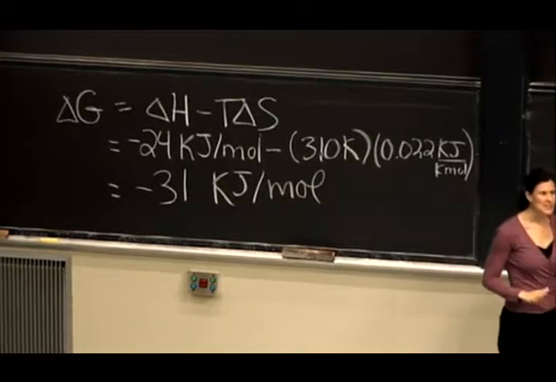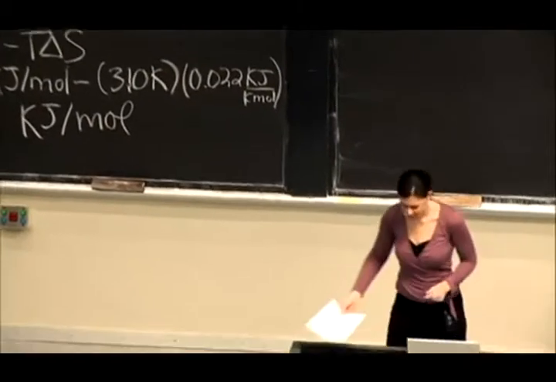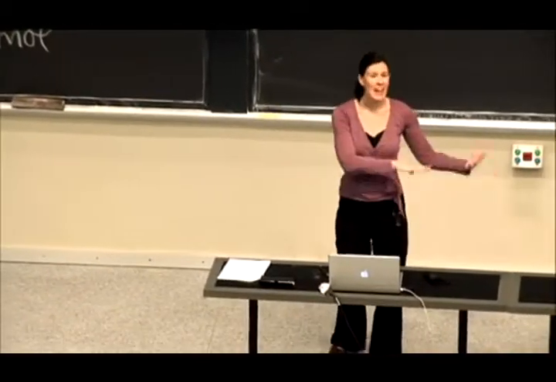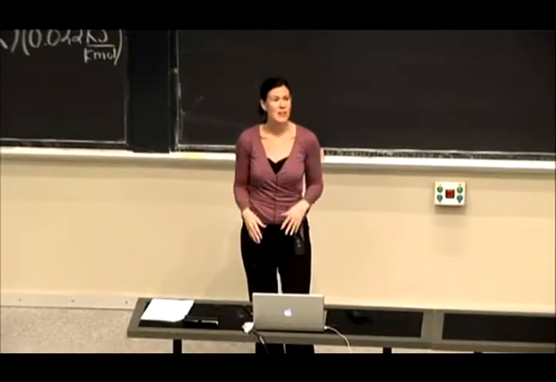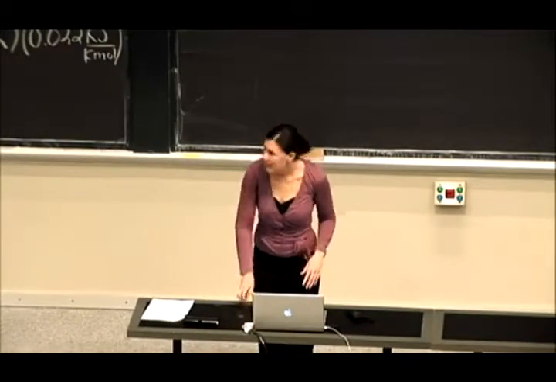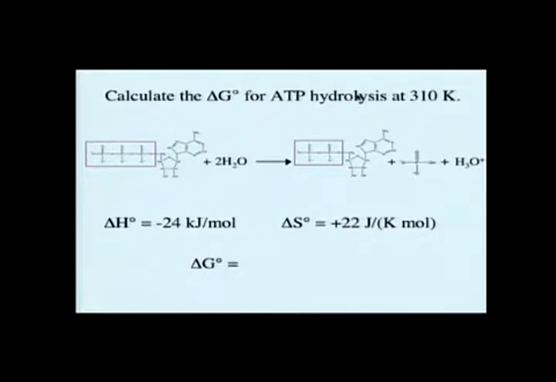All right, so again, this is good. We got a negative number. That's what we were expecting. So that means that we will have energy available to use if we hydrolyze ATP and couple it to another reaction here. So what we saw for our delta G, negative 31 kilojoules per mole.